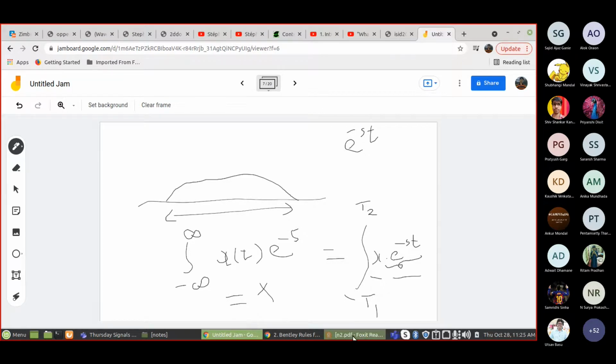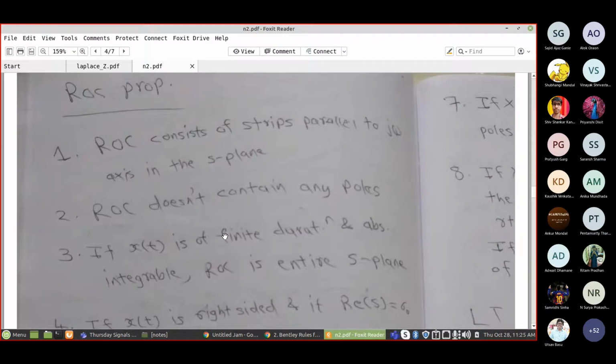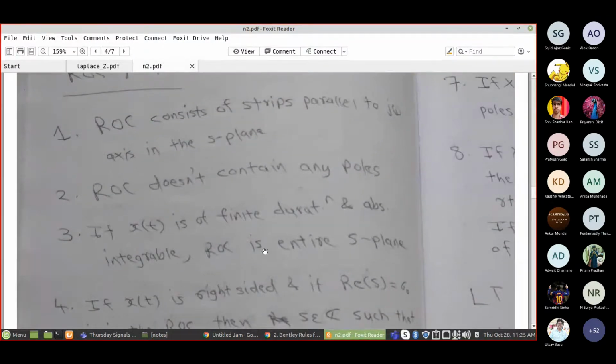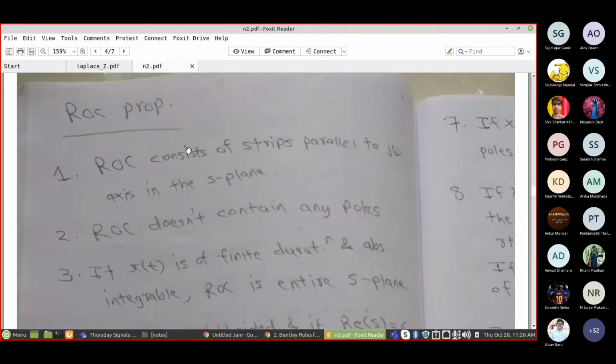This is one of the properties. If x of t is of finite duration and absolutely integrable, then the ROC is the entire S plane, because your integral converges everywhere. The second property is that the ROC does not contain any poles. This is just common sense: the integral diverges at poles, it becomes infinite, so of course the ROC cannot contain any poles. So the first three properties, I hope everyone follows why they are there.